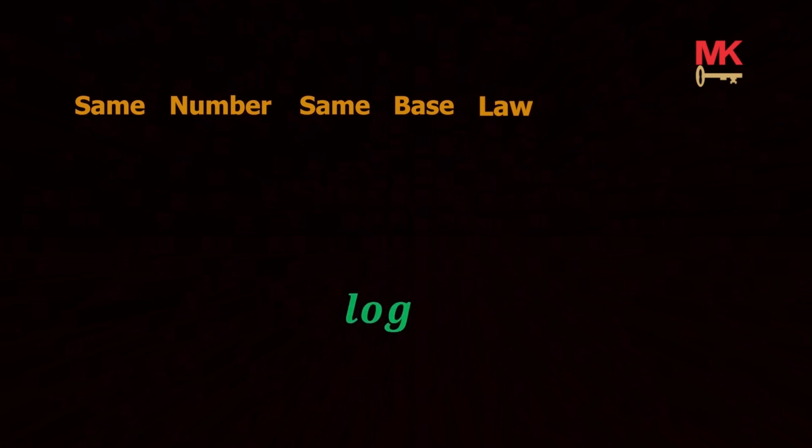This law states that the logarithm of a number to the same base is always 1. For instance, log 2 to base 2 is 1. Log 8 to base 8 is 1, and so on. And lastly, the logarithm of 1 to any base is always 0.